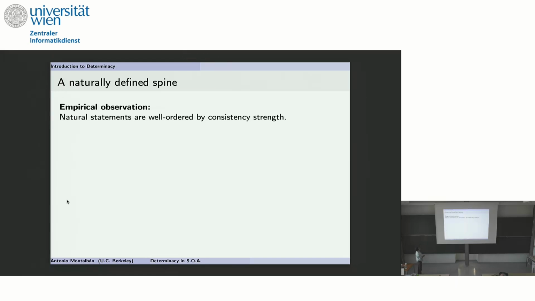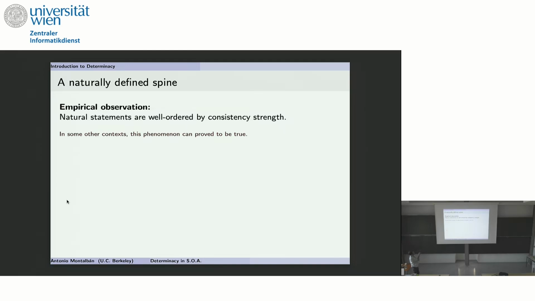One thing I find interesting, one reason for studying the consistency strengths of determinacy statements, is that they define a natural spine of statements. We know as an empirical observation that natural statements or natural axiomatizations of math are well ordered under consistency strength, for some reason that is unclear.